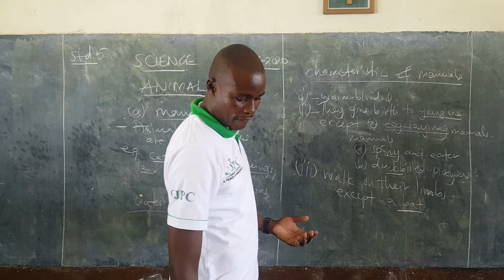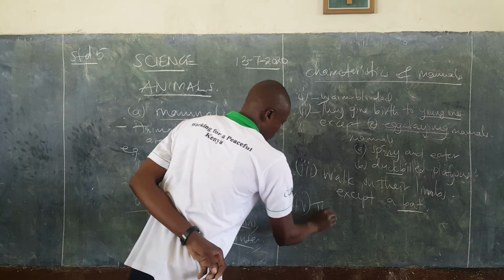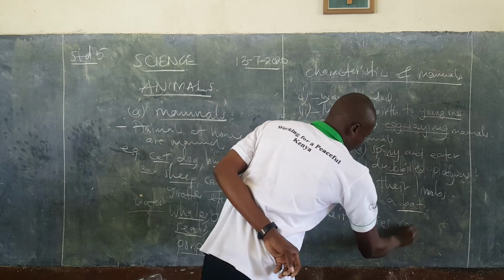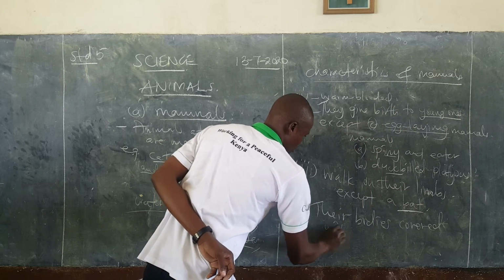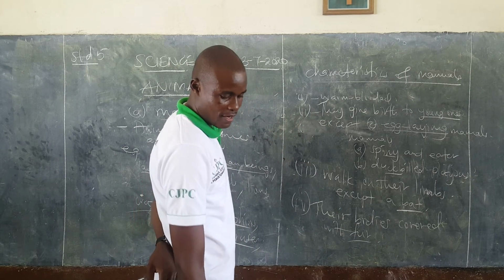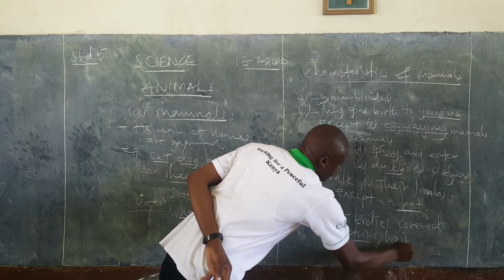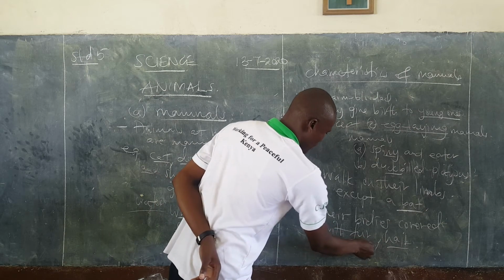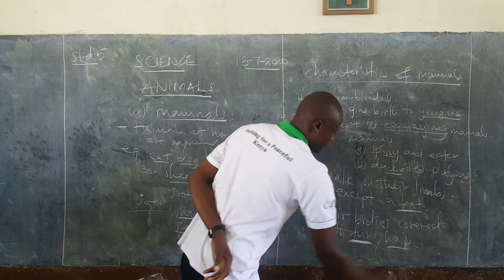Then D, their bodies are covered with fur. We can talk of furs, though it is fur or hair. For human beings, we don't call it fur. Fur is like the one that lions and dogs have. But for human beings, we talk about hair.